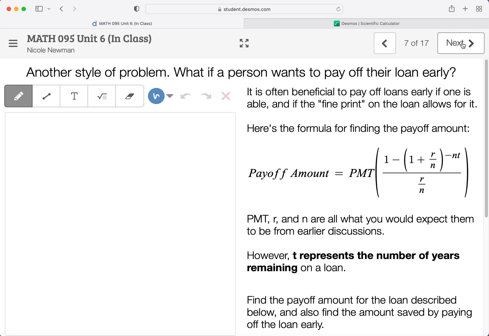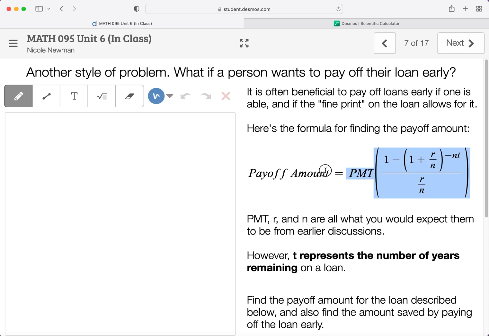So now let's try a different style of problem. It's often the case that if you can pay off a loan early, we'll save some money on that. You do want to check the fine print on your paperwork, but we have a formula for how we could find out how much we would need to pay off if we're going to pay something off early. It's not just as straightforward as saying, oh, take off these last few or sometimes a lot of monthly payments. Remember, each payment includes some interest with it, and so it's to our benefit to pay it off early, and we get a little bit different answer than what you might think.